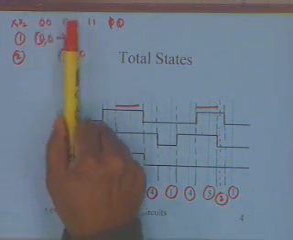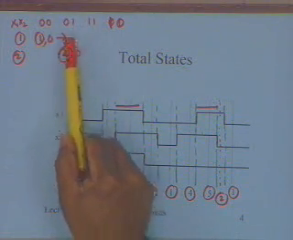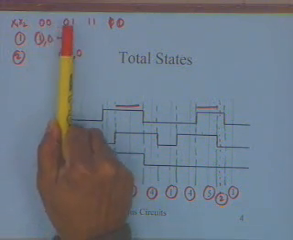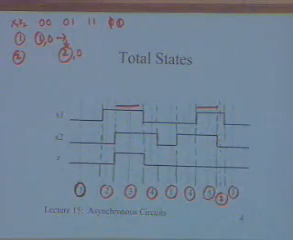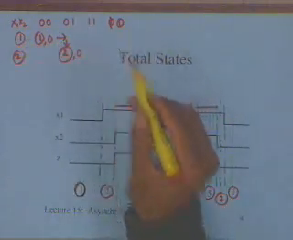As soon as the inputs change, I am moving from this column to this column. Oh, sorry, I should have gone to, my mistake. Okay.